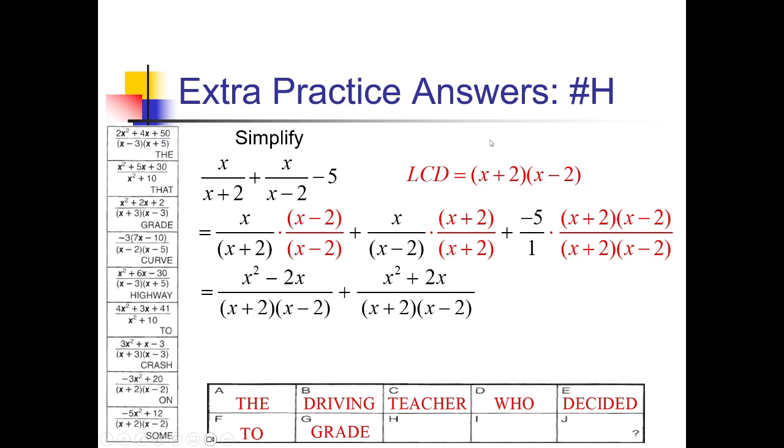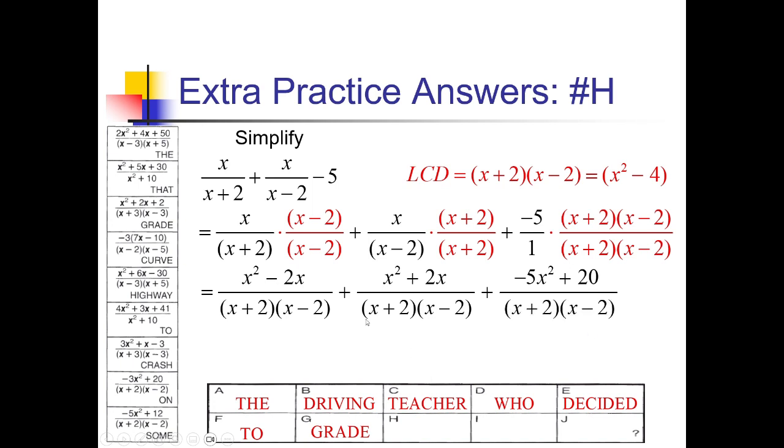So I can just square the 2 things and stick a minus between them. So x squared and 4 with a minus there. And now I'm distributing negative 5 to x squared minus 4. So that's going to be negative 5x squared plus 20 with the LCD in the denominator. All right, let's put this all together.